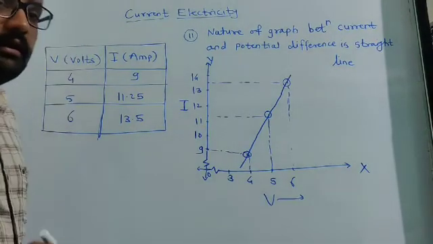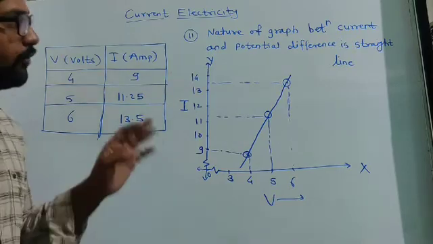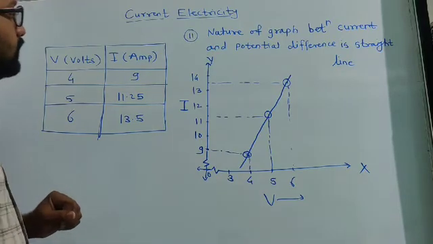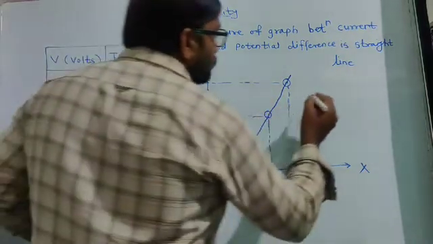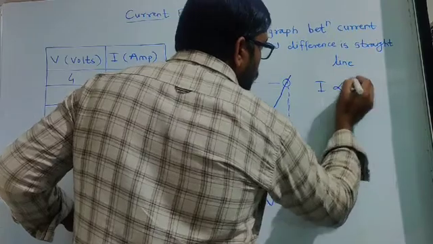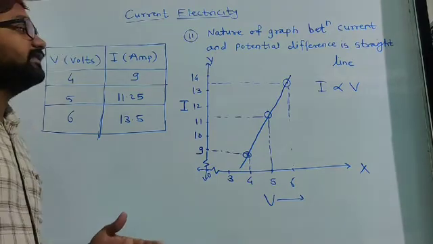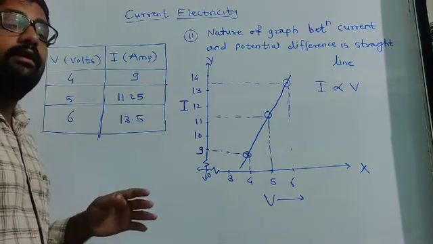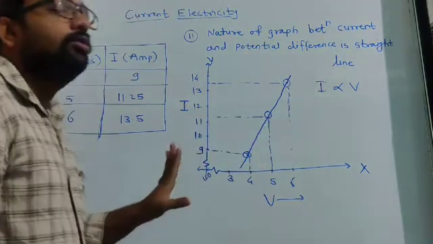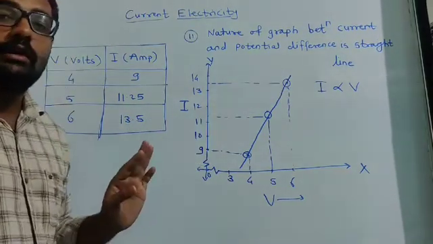Straight line. The current and potential difference graph is a straight line. Now, we studied Ohm's law. Ohm's law tells us that current is directly proportional to potential difference if the physical state of the conductor remains the same. At that time, the current flowing through a conductor is directly proportional to the potential difference.